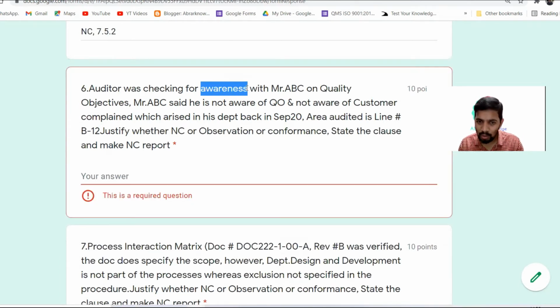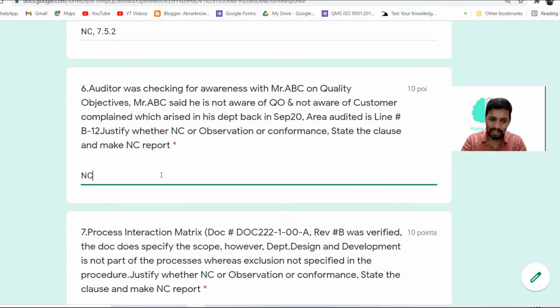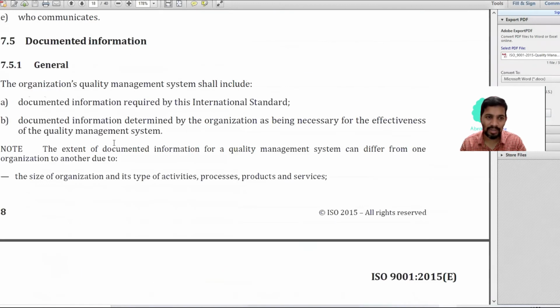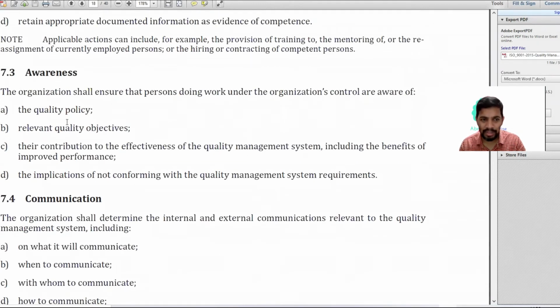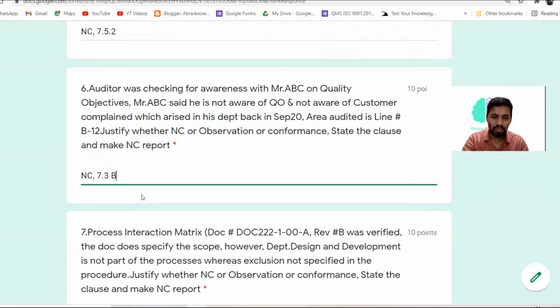So here the theme we are talking about is awareness, right? So awareness has got a class, so it's an NC on awareness. You all know the class number of awareness, 7.3. So let's go to the standard, 7.3. Awareness. So what are the awareness requirements? Four awareness items we need to have: the quality policy, the quality objective, their contribution to the effectiveness of the QMS, and the implications of not conforming with the QMS. So the right class is 7.3 B and D, but actually I would like to go with the whole of 7.3 as a parent.